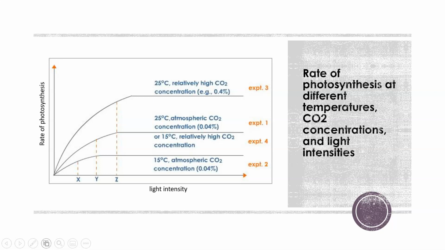So in experiment 2, we can see that our rate of photosynthesis was pretty low, whereas in experiment 3, at 25 degrees with a relatively high carbon dioxide concentration, our rate of photosynthesis was quite high, and that increased as the light intensity increased to a certain spot.